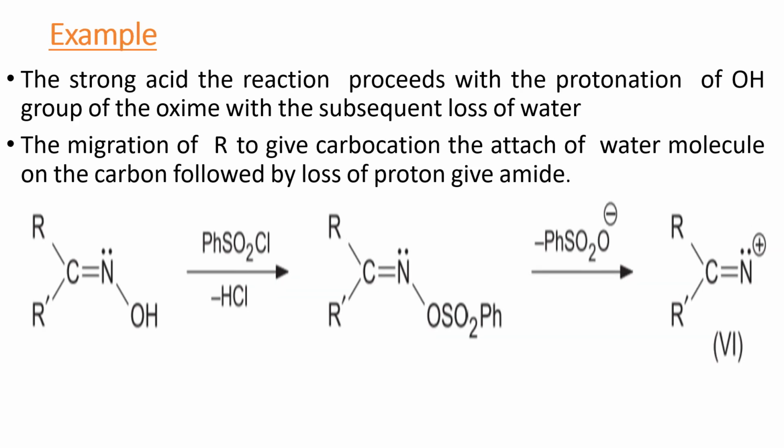Coming to the example part, here the ketoxime, when it is treated with phenyl sulfonyl chloride, the loss of HCl will take place, and then the reaction takes place to give a secondary amide, and this is a very commonly used example in the Beckmann rearrangement.